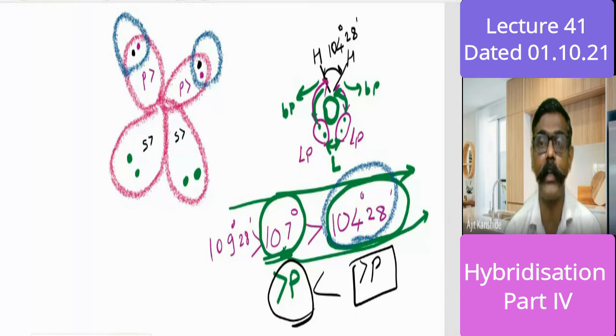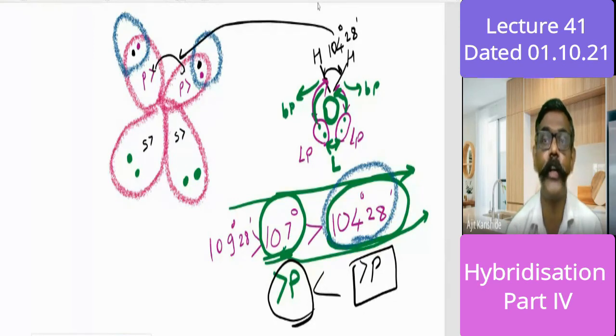Here the S character will be more, and because of more P character, this angle is deviating more towards the natural p orbital angle, that is 90 degrees. Therefore, the bond angle in the water molecule we consider as 104 degrees 28 minutes.